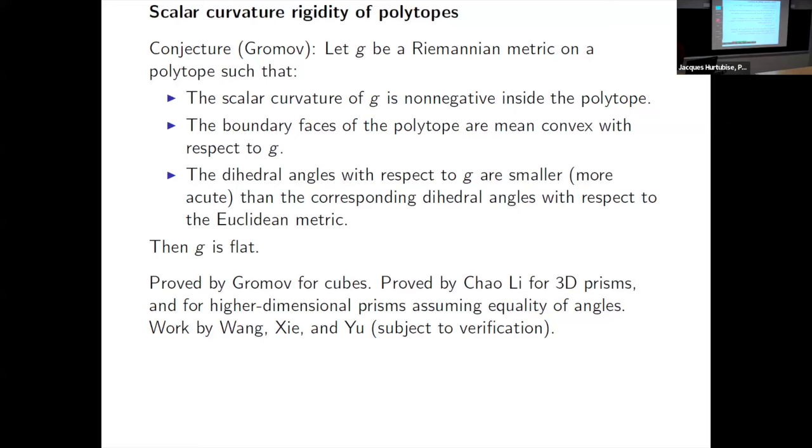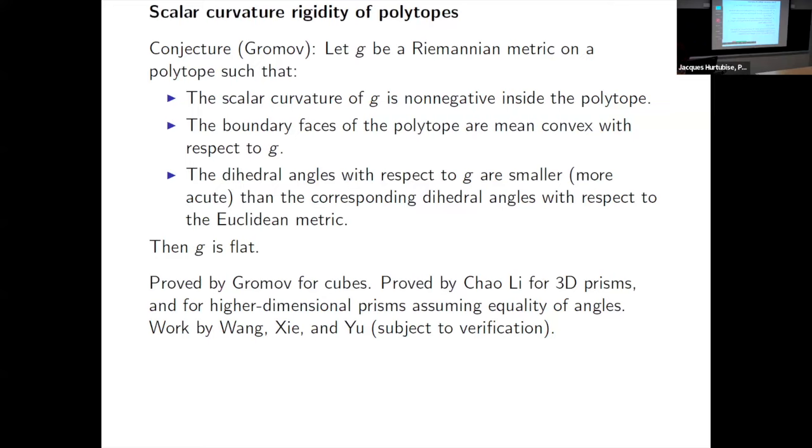What Gromov proposed is to put in an assumption that the boundary faces have non-negative mean curvature with respect to g. In other words, if you take the sum of the principal curvatures, that would give you the mean curvature, and you want that to be non-negative. Now, this mean curvature is computed with respect to g, and this is a very natural assumption because mean curvature can be viewed as a distributional version of scalar curvature. And so in that sense, it fits together nicely with the scalar curvature assumption in the inside.